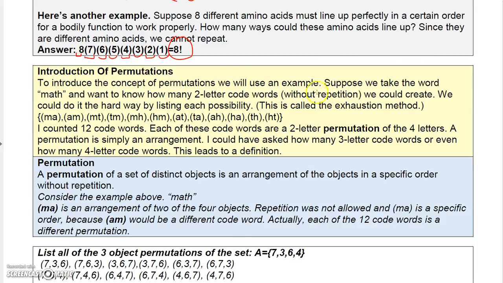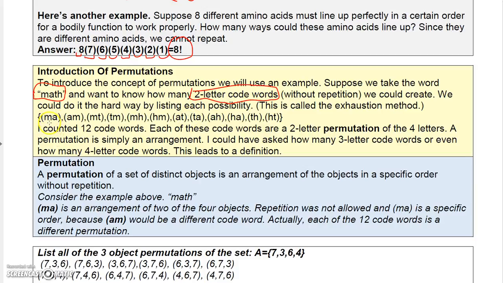Well, let me go ahead and introduce permutations here. I'm going to do it with an example. Suppose we take the word MATH that has 4 letters in it and want to know how many 2-letter code words without repetition we could create. We could do it the hard way by listing each possibility. This is called the exhaustion method.